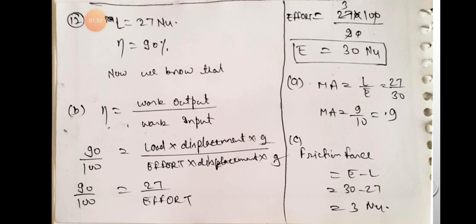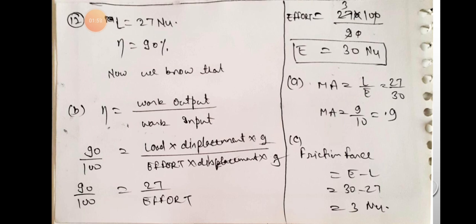Now if we cross multiply the equation, we get effort is equal to 27 into 100 upon 90. On solving, we get effort is equal to 30 Newton. Now we can simply calculate mechanical advantage by using the formula L upon E. L is given as 27 and E is 30, so mechanical advantage will be equal to 0.9.